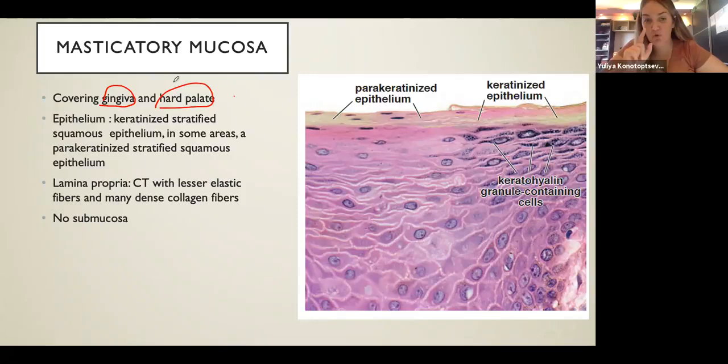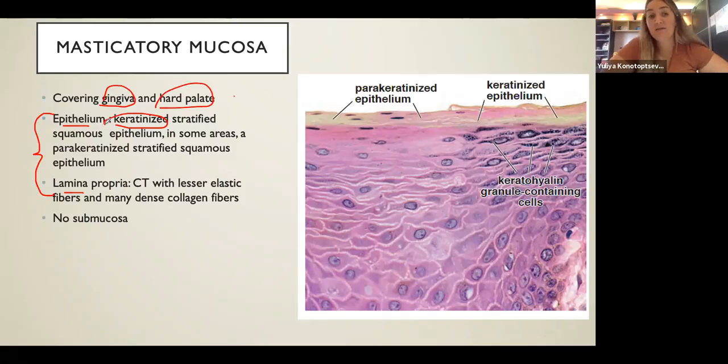So masticatory mucosa is most dominant in the gingiva and hard palate. But you may see a part of it on the tongue as well. So do not forget, this is called mucosa. Epithelium together with the underlying lamina propria, we call it mucosa. Which epithelium is going to be here? It's going to be keratinized epithelium. Now this is very similar to your skin. It's going to be keratinized epithelium here.